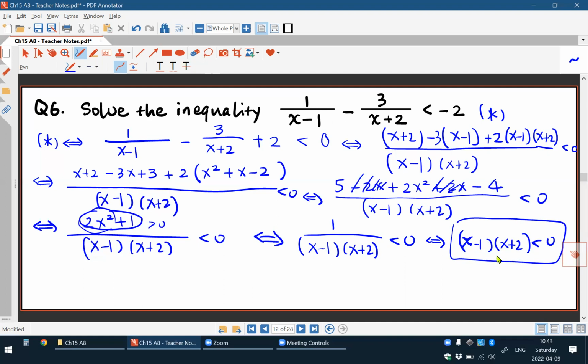So the left side is actually a quadratic function. The leading coefficient is 1 by 1, so it's positive, right? A positive leading coefficient means this quadratic function is opening up. And it has 2 zeros. One of the zeros is -2 here. The other zero is 1, right?